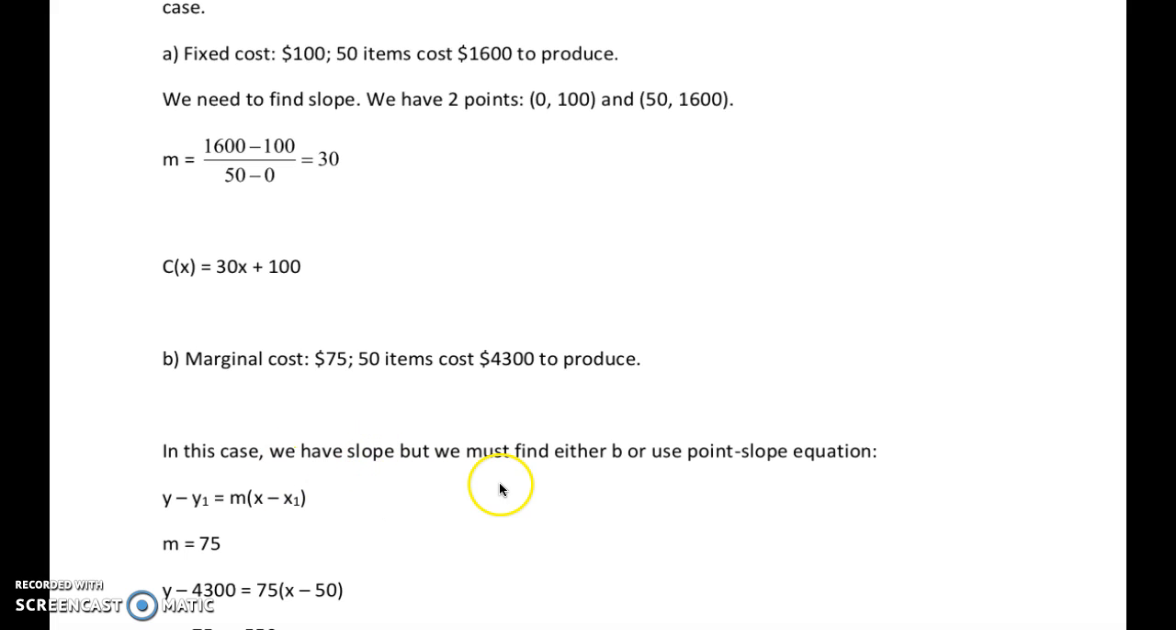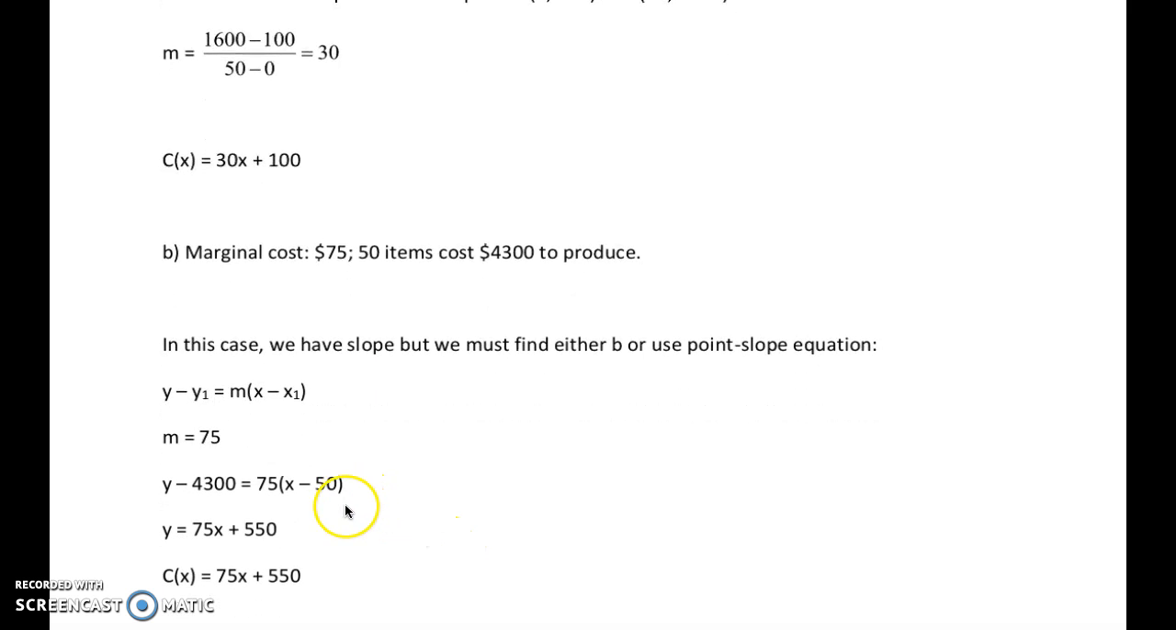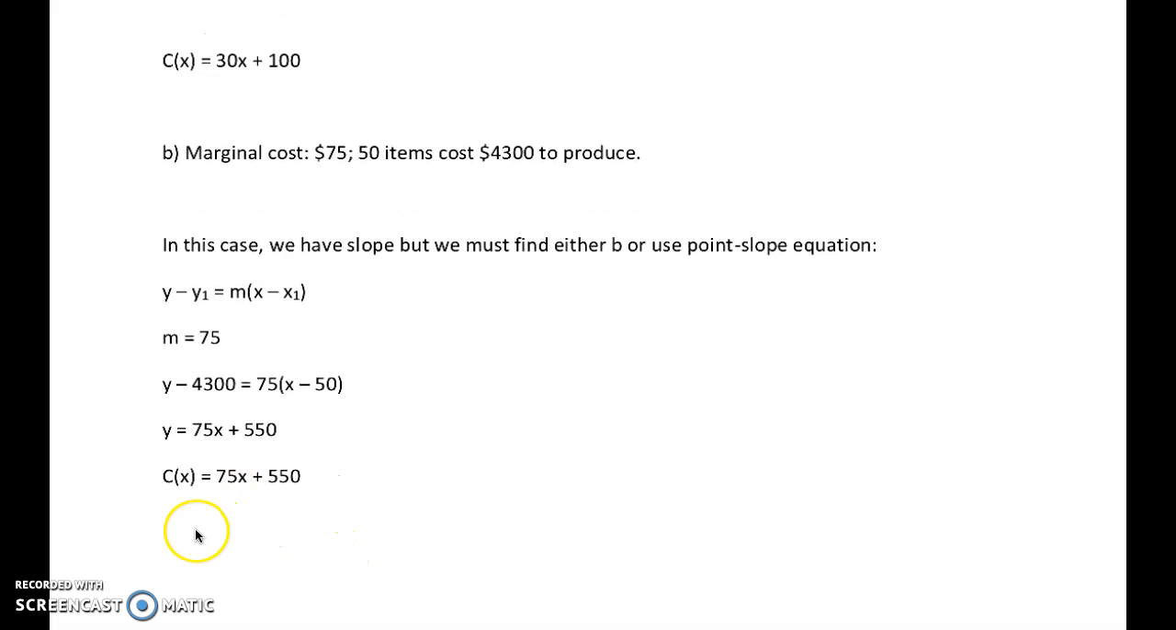So in this case, we have to go ahead and use our point slope function. A marginal cost is our slope. We're going to use this equation to plug in our items. So we have 50 items, which would be our X, 4,300, which would represent our Y. Plug it into our point slope function, and we get a cost function of 75X plus 550, where the 75 should match our slope that we were given for our marginal cost.